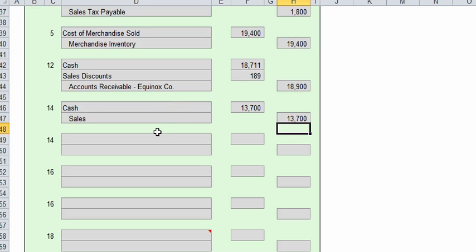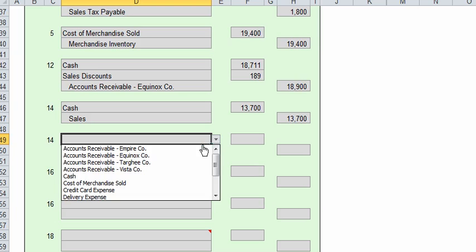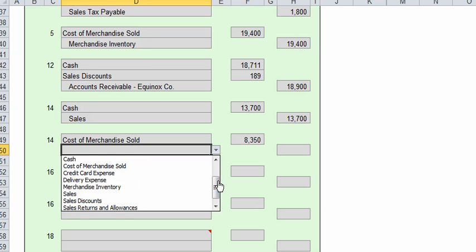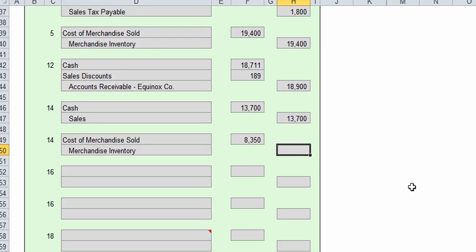And then we will record the reduction in inventory and the increase in our new expense account, cost of merchandise sold. We'll increase it with a debit for $83.50. We're going to credit merchandise inventory for the same amount, $83.50.